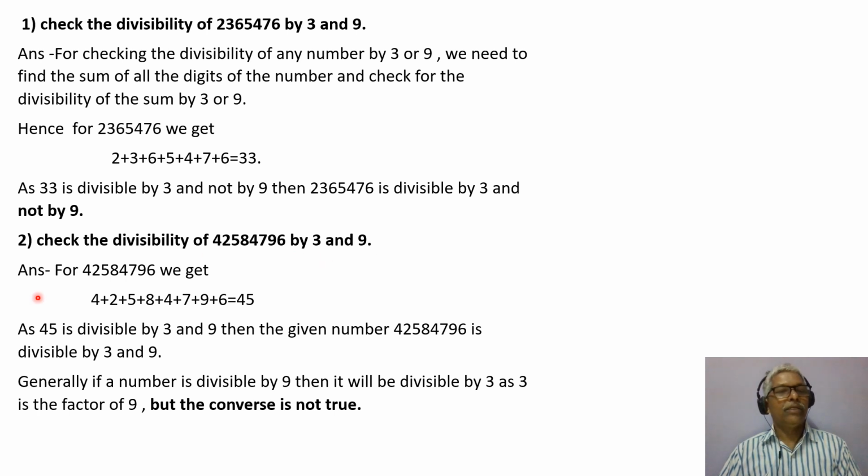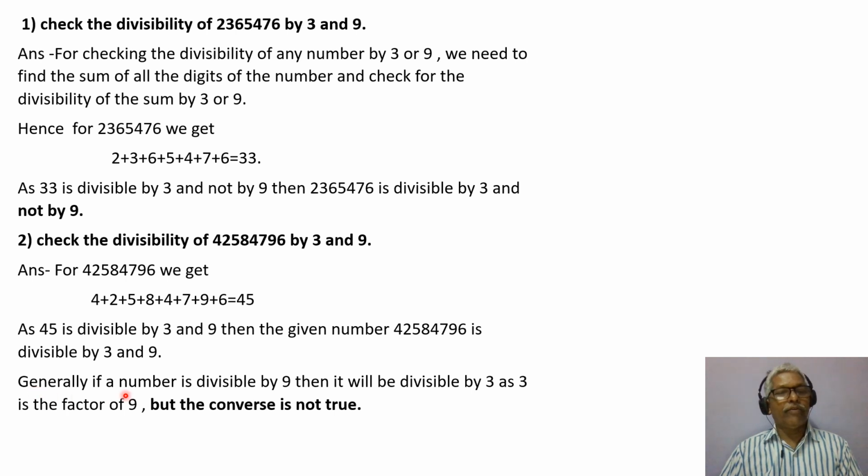and 9. Answer, for this number we have to add all these digits. 4 plus 2 plus 5 plus 8 plus 4 plus 7 plus 9 plus 6 is 45. As 45 is divisible by 3 and 9, that means the given number is divisible by 3 and also by 9. Okay, because it is divisible by 9 also.